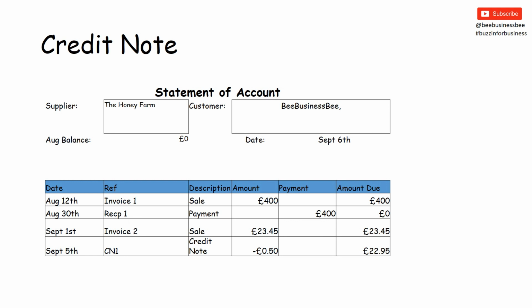At this current point, you can see there is no receipt there at the moment. There's no payment being made by B. But when B does make the payment, you would expect B to make a payment of £22.95, because that then would clear the account back to zero. If B was to overpay that, then obviously the opening balance would be in B's favour. It'd be in credit, for example. But that's what the statement of account looks like.